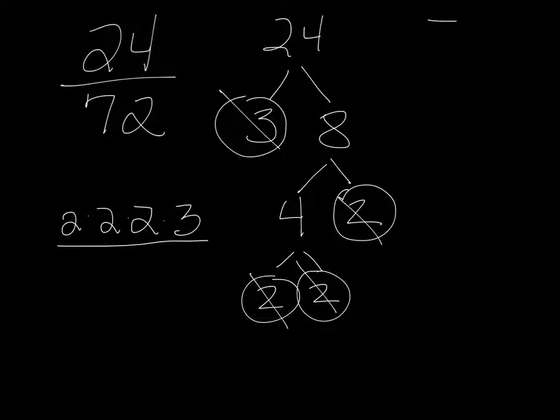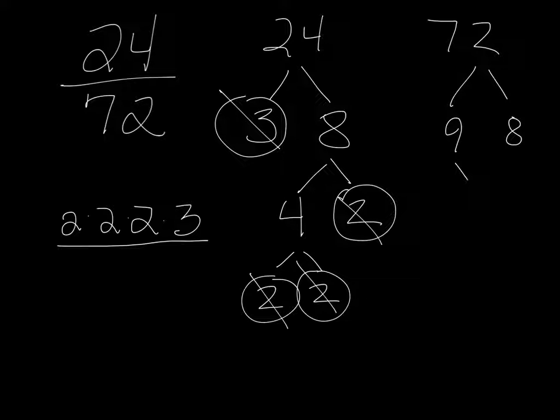Okay, let's look at 72. Well, what times what equals 72? Well, 9 times 8 equals 72. And if you didn't know that, you could at least divide it by 2 and then say 2 times whatever equals 72. I know 9 times 8 works.